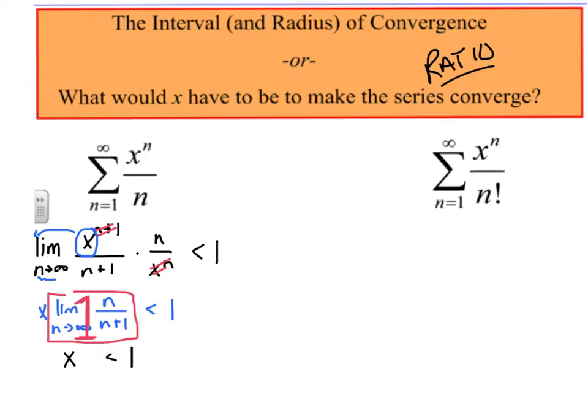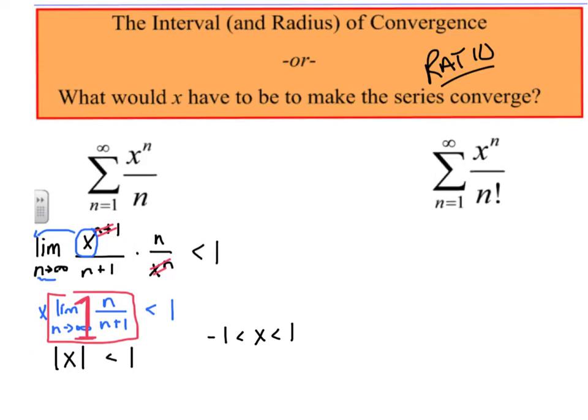Now, because the series could be alternating, what we really should do here is remember that we could be doing an absolute value. So really we should be looking at the fact that the absolute value of x is less than 1, so x is between negative 1 and 1. The reason I put that absolute value statement is the series could be alternating. Now the interval is from negative 1 to 1. The radius is just half of the interval, so the radius of convergence is 1.